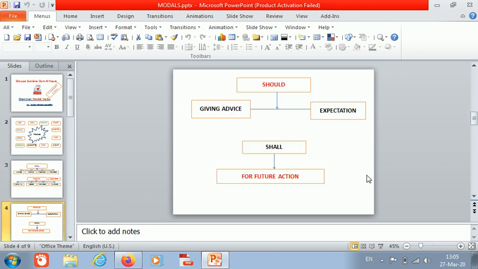We pass now to should. Should is a kind of giving advice and expectation. What is expectation? For example, my friend has gone out now, he should be on his way to meet me. And if you want to give advice, you say you should do this or that. Shall here is for future actions, for example, shall we travel tomorrow? Shall I help you? And so on.